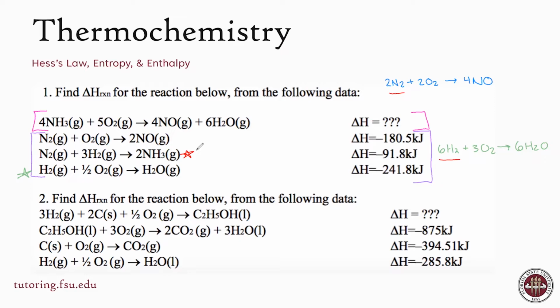So I know I'm going to have to use it and probably reverse it, as 2NH3 is a product, but it's a reactant in my final reaction. So I can just flip this to go the opposite way.